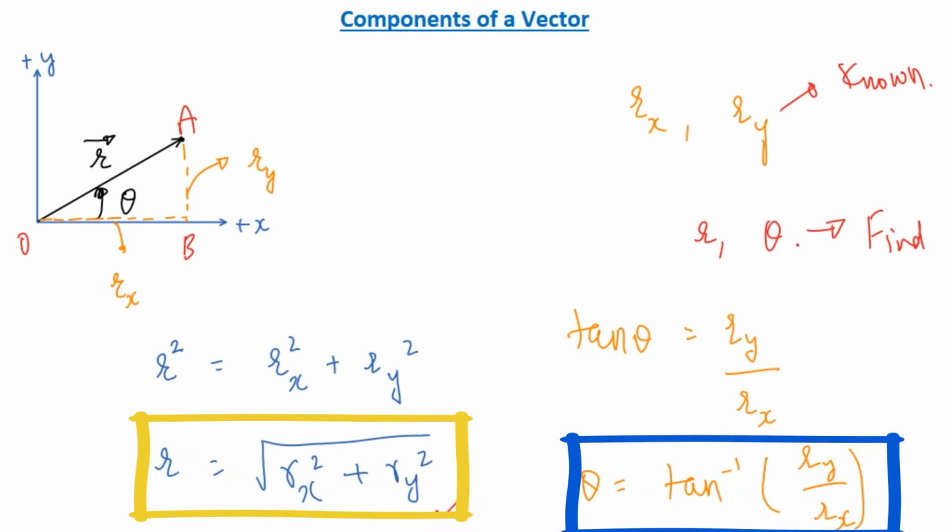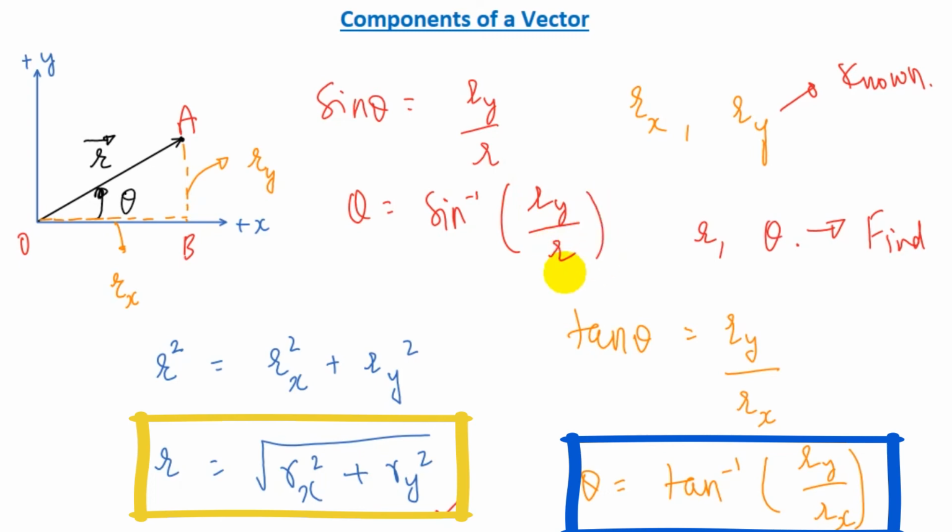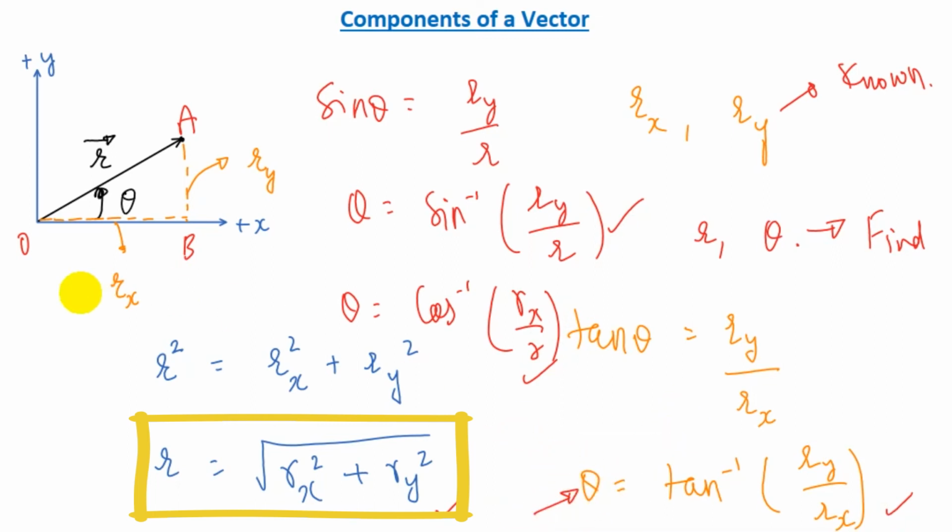After calculating the magnitude r, we can use that sine theta is equal to ry over r, and from here theta would be equal to sine inverse ry over r. And another way, we can use the cosine here. So theta would be equal to cosine inverse rx over r. So you can use either formula, this one also, this one also, or this one also, but generally this formula is very famous to calculate theta.